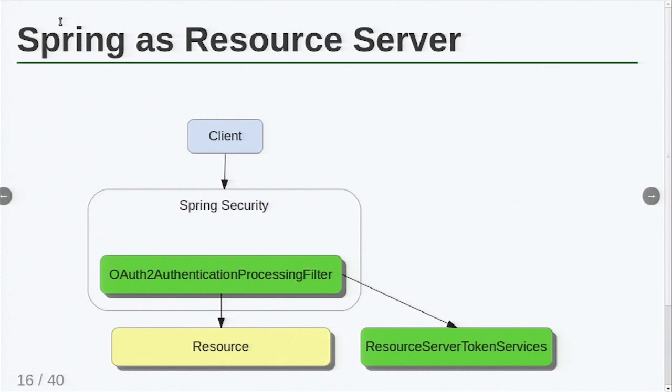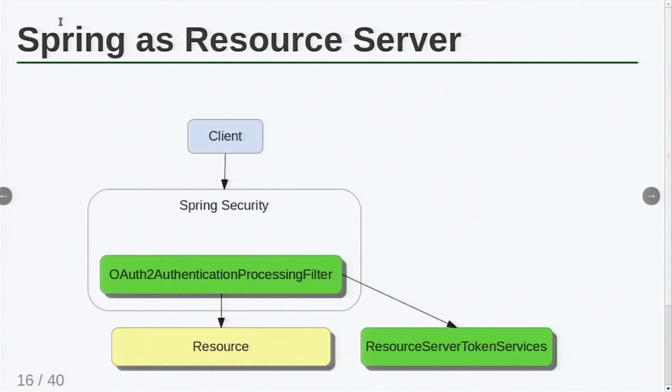So if I'm implementing this system as a resource server, I put a filter in front of it using standard Spring Security features. Spring Security has this filter chain, right? And I can inject custom filters into that chain, so that's what I do. It's a standard feature of Spring Security. And what that filter fundamentally needs to do is decode the tokens.